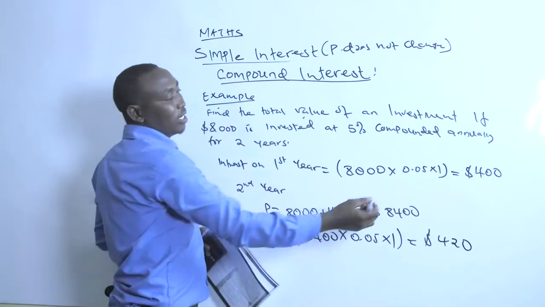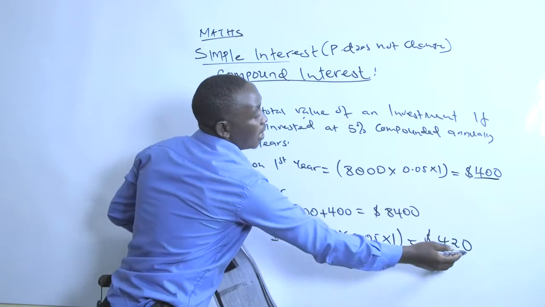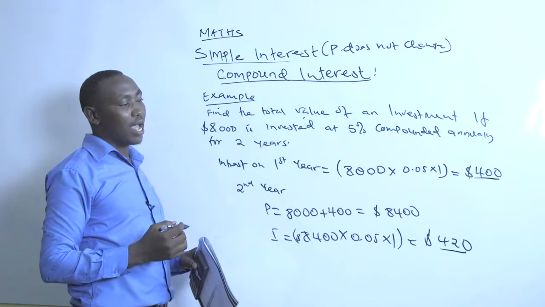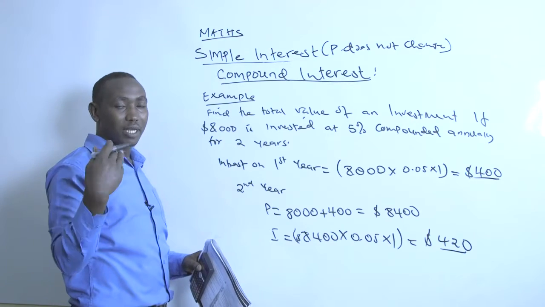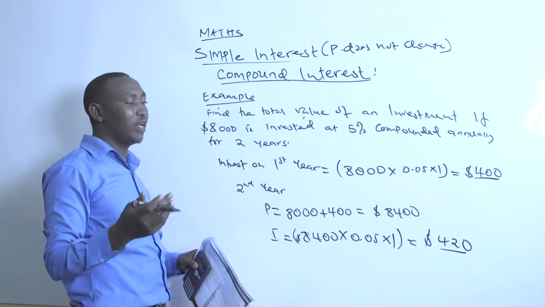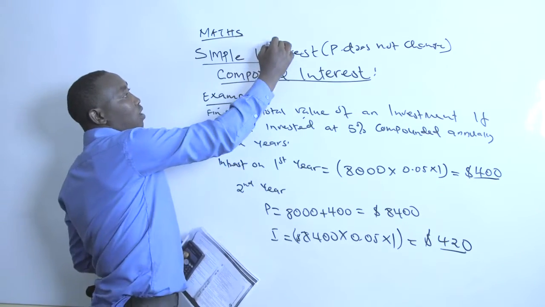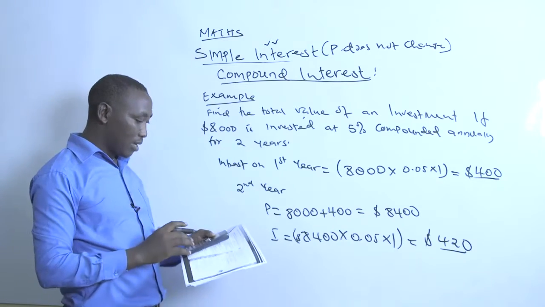So we discover that the first year the interest was $400. In the second year the interest is $420. So it keeps on changing every year and it keeps on increasing at a faster rate. It's not constant like it was the case with a simple interest.